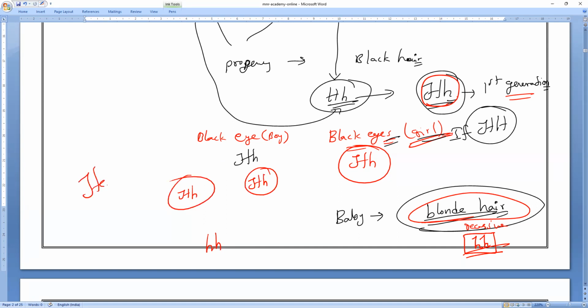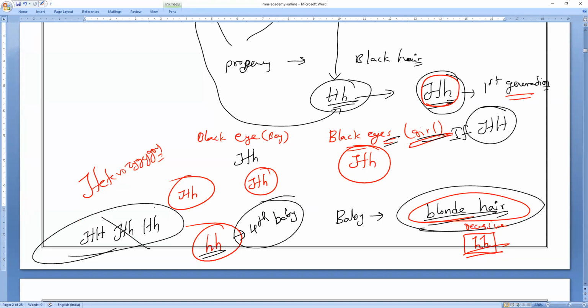Both are heterozygous. Then only it is possible to get a baby with a recessive character. Understanding? And you might get another 3 babies. What is that? Capital H, capital H; capital H, small h; capital H, small h. This is the 4th baby. That is what you have to remember. Okay. So we don't bother about this one.